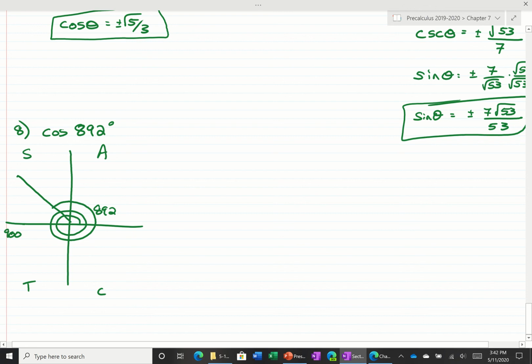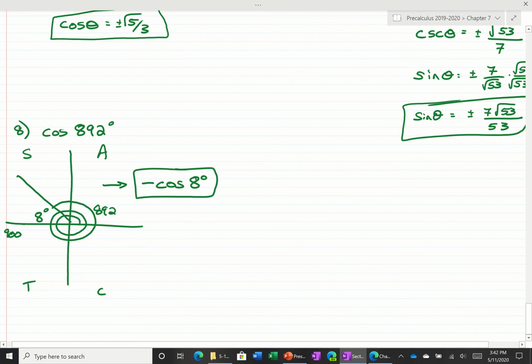So this would actually give us a reference angle of 8 degrees. Sine is positive in that quadrant, but this was cosine. Okay, so the cosine is negative in that quadrant. So because the cosine is negative in quadrant 2, we're going to write negative cosine of 8 degrees.